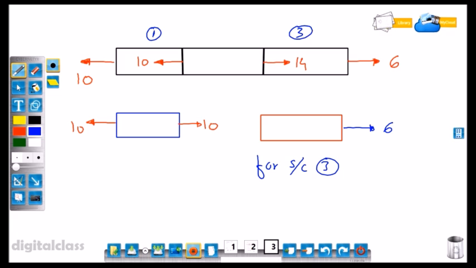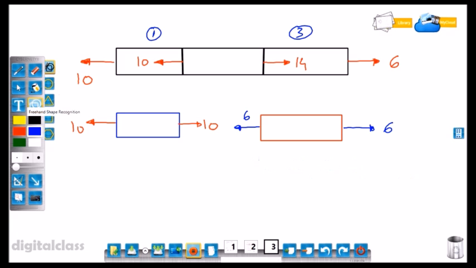Then section 3, here the same condition, forces acting on the left and right must be equal, or summation of Fx is 0. Here a 6 kilonewton force is acting on both sides of the section.